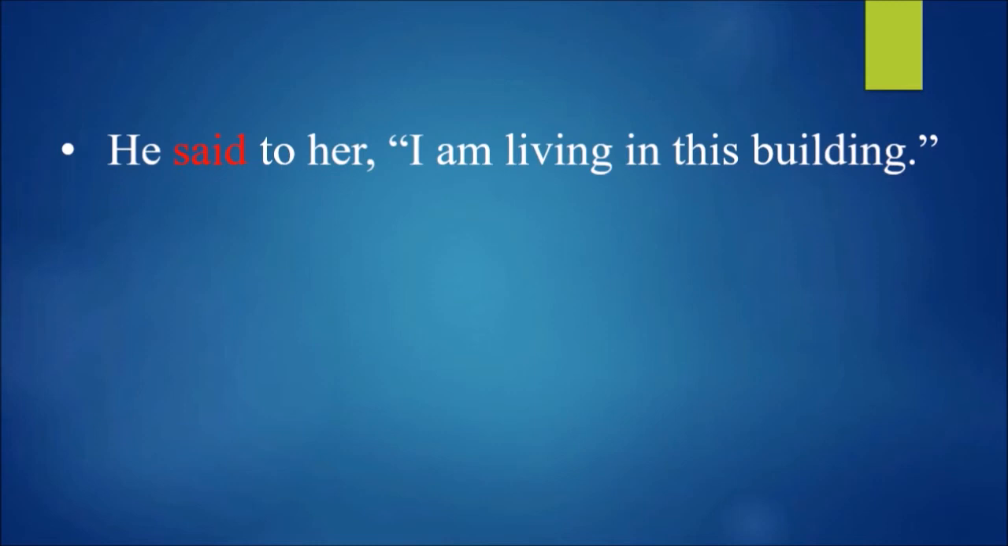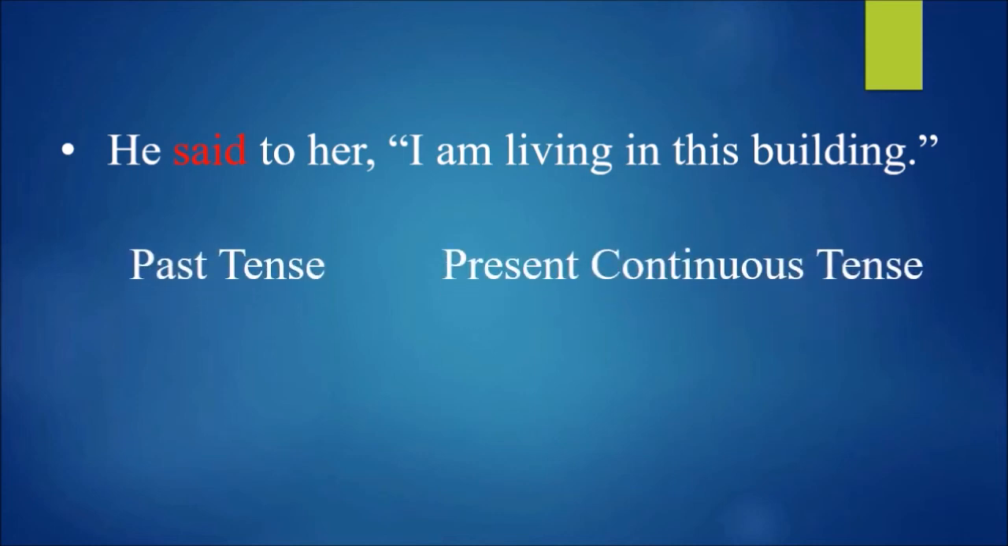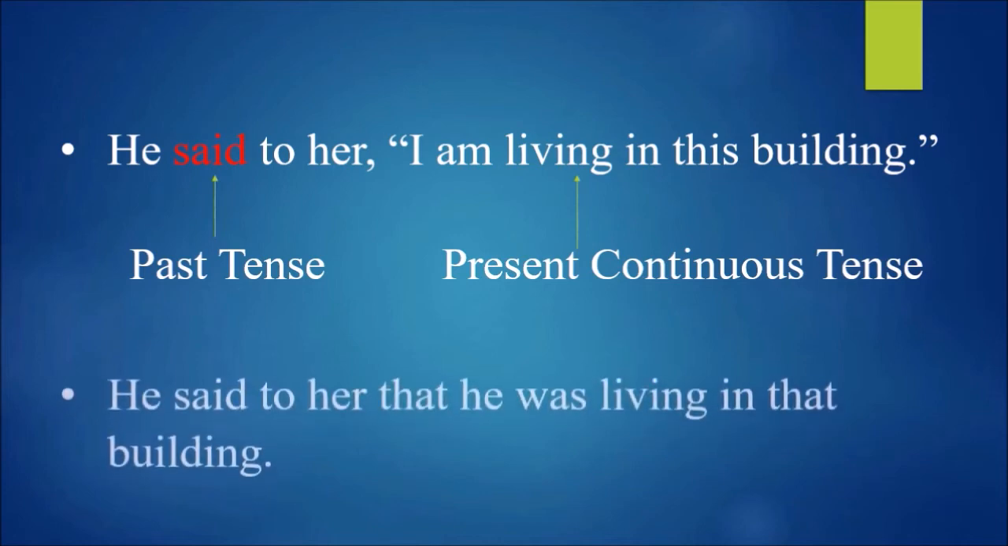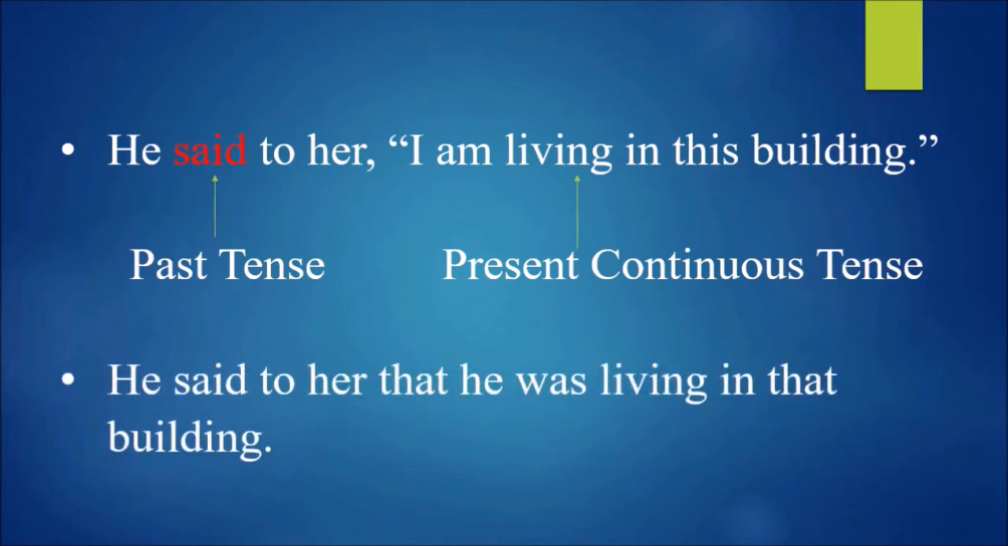Let's practice another sentence. He said to her, "I'm living in this building." So this is a direct speech. There is past tense in the reporting speech and there is present continuous in the reported speech. Let's convert it into indirect speech. He said to her that he was living in that building.